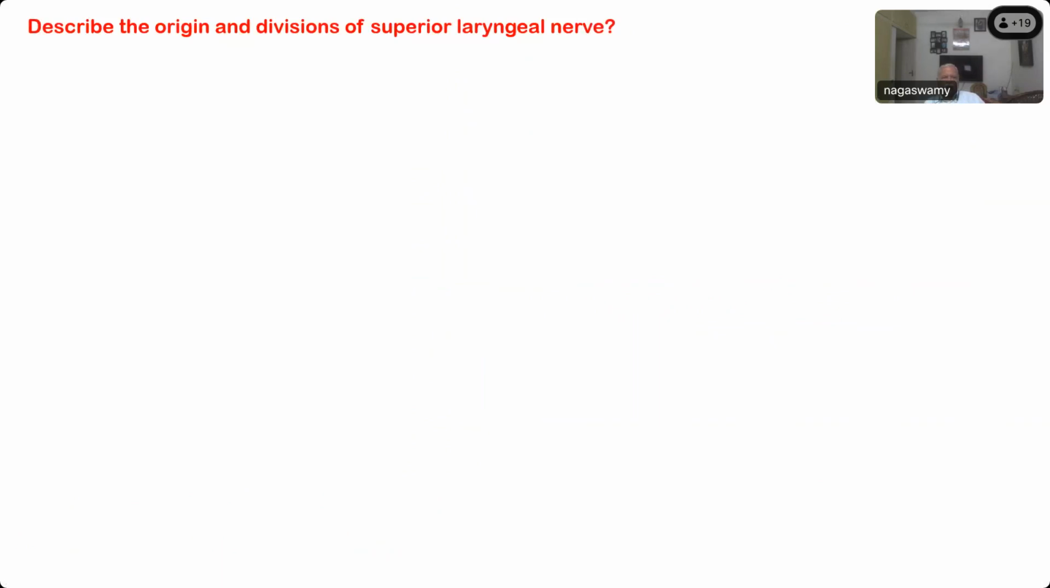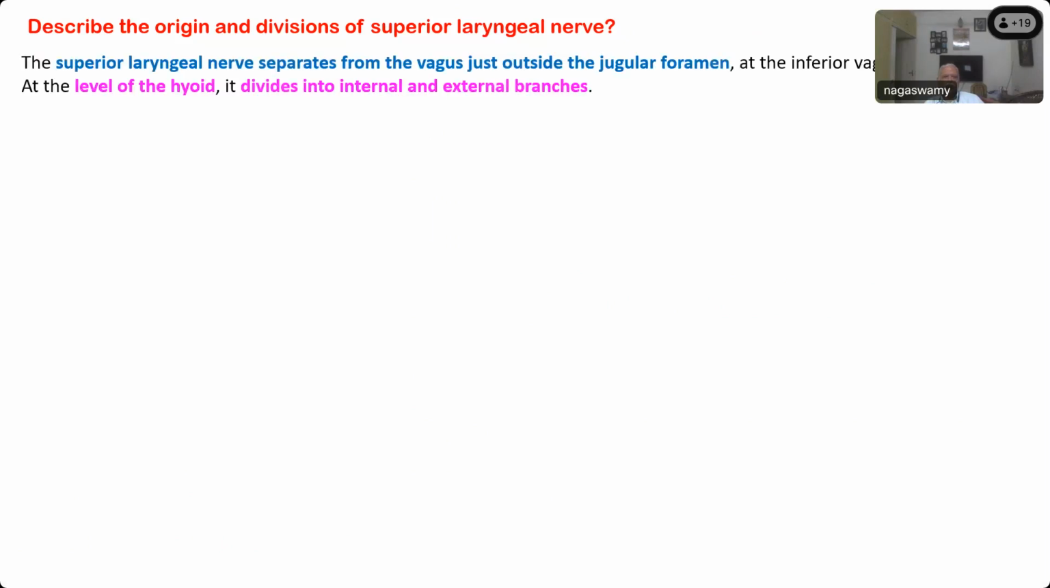Describe the origin and divisions of the superior laryngeal nerve. Where does it arise from? And we saw that there is a branch which supplies the cricothyroid. It is a tensor of the vocal cord. The vagus nerve divides at the level of the base of skull. The superior laryngeal nerve separates from the vagus just outside the jugular foramen, at the inferior vagus ganglion. At the level of the hyoid, it divides into internal and external branches.